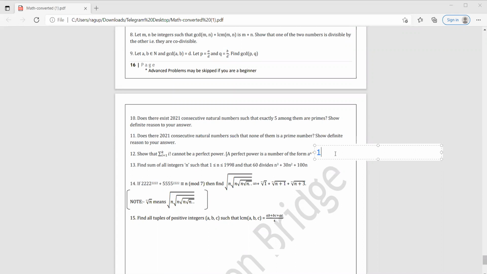So what it is basically is that 1 factorial plus 2 factorial and so on up to k factorial is equal to a perfect power. So we need to find when this is a perfect power, a raised to n, and n is greater than or equal to 2. So perfect square, perfect cube, and so on.